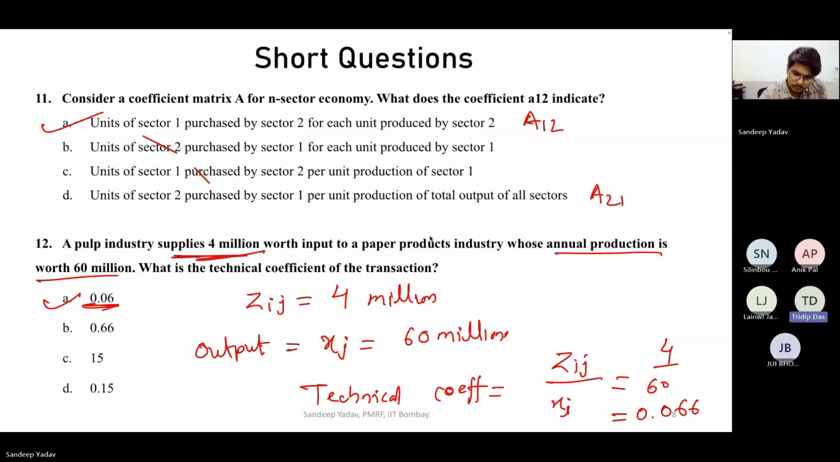Sir, there is Xj equal to 60 million. Yes. And Zij is equal to 4 million. So Aij is equal to 0.066. Correct. Okay, sir. That is a technical coefficient. Yes. Okay. Thank you, sir.